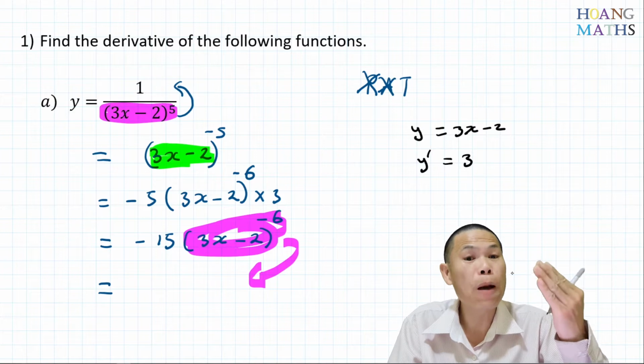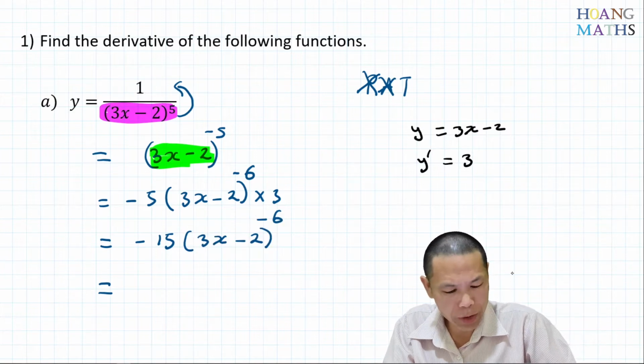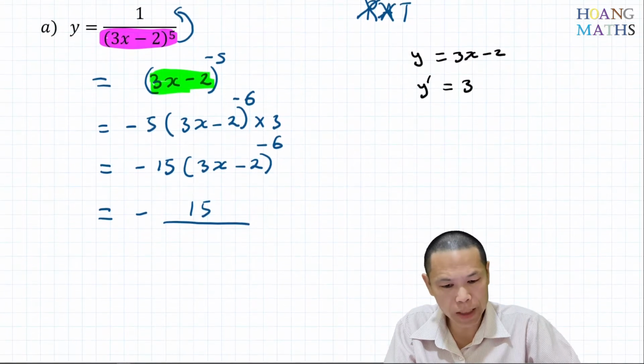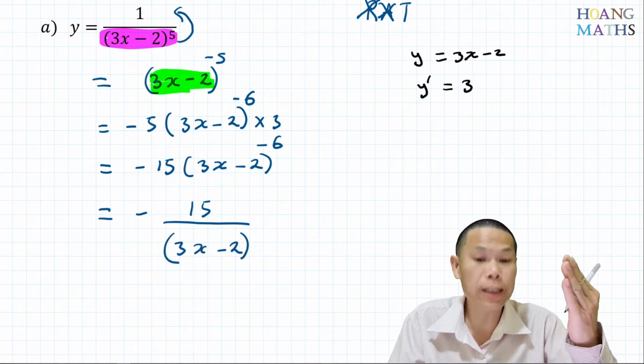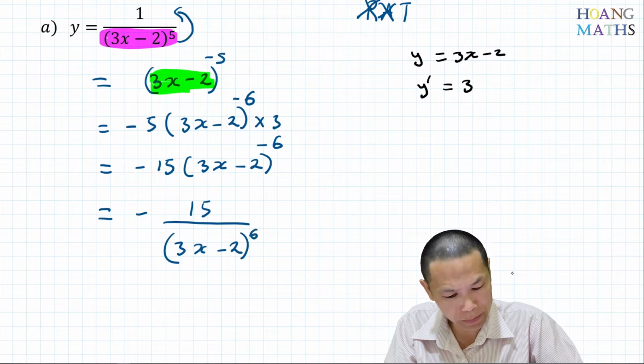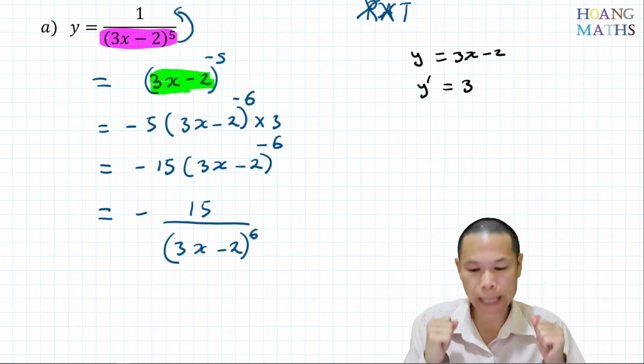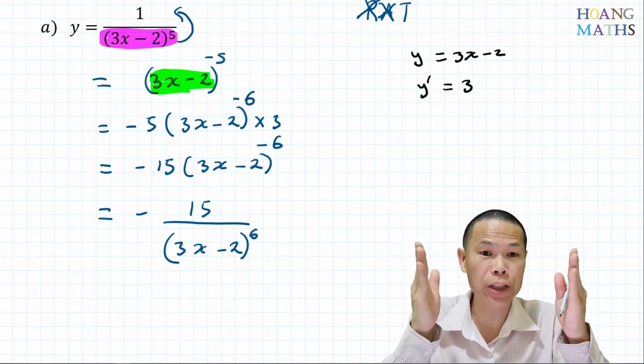So that becomes positive. That will give me negative 15, staying the same, over (3x minus 2). Now the power of negative 6 becomes positive 6. There you go. This is how you differentiate these kinds of functions.